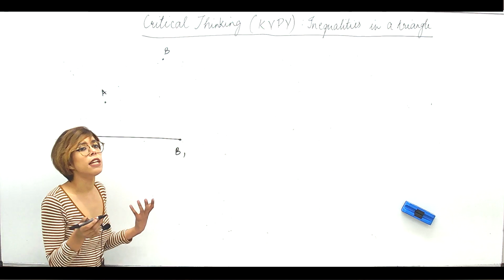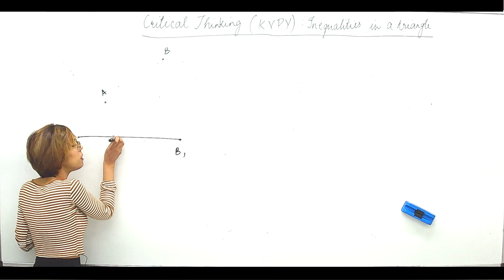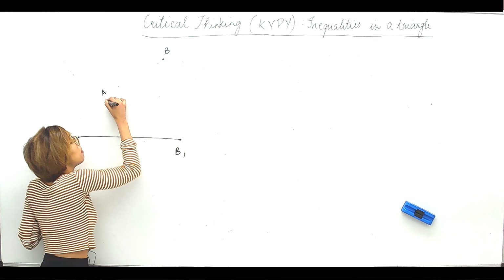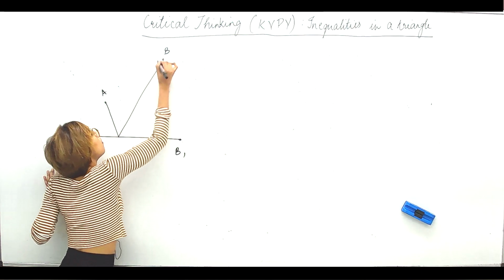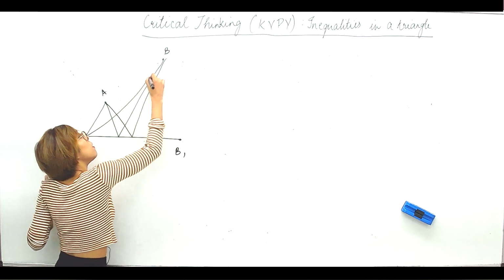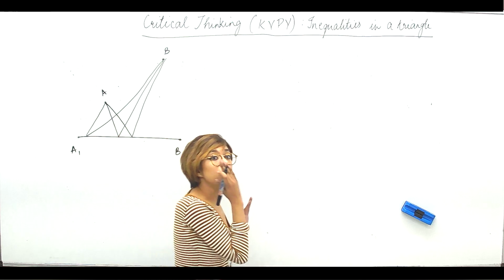Now, first of all, understand the question. He wants to start from A, then go to the river, then go back to B. And he wants to travel the shortest distance. Maybe he can go like this. Maybe he can go like this. Maybe he can go like this. Out of all these paths, you need to find the shortest one.